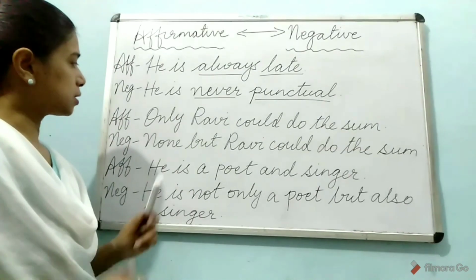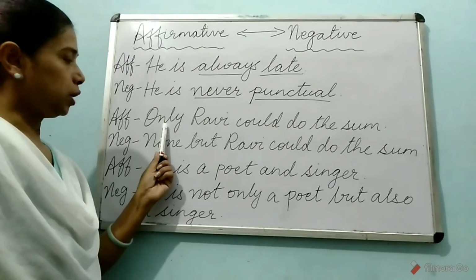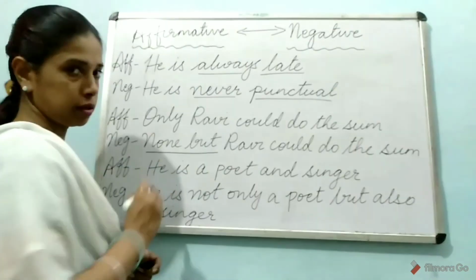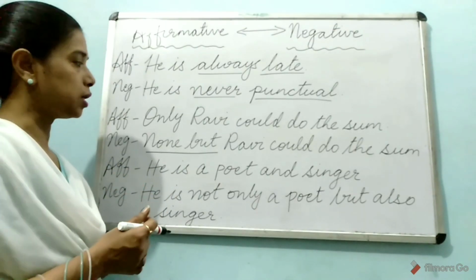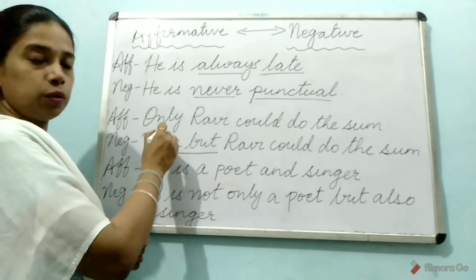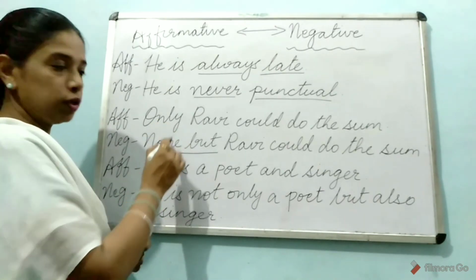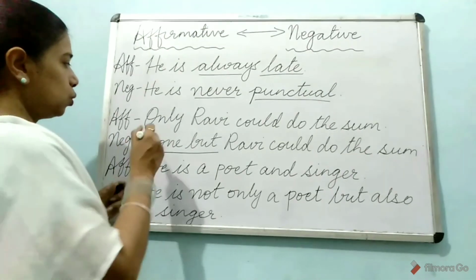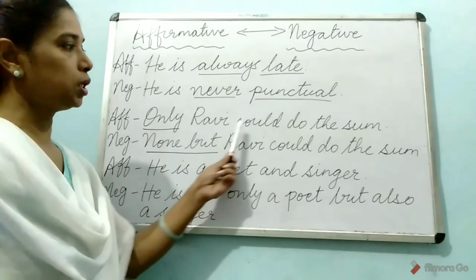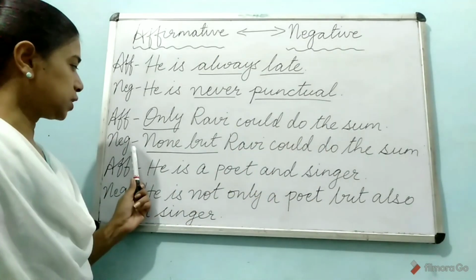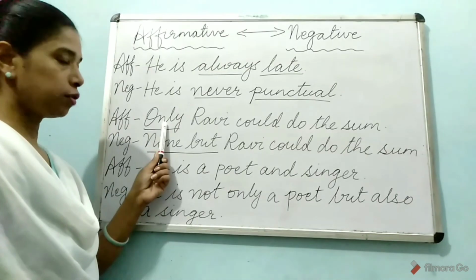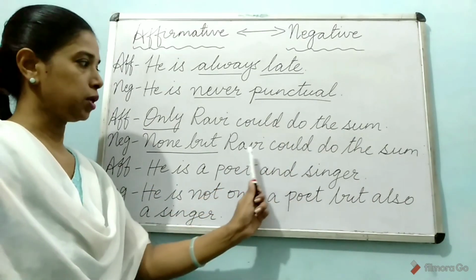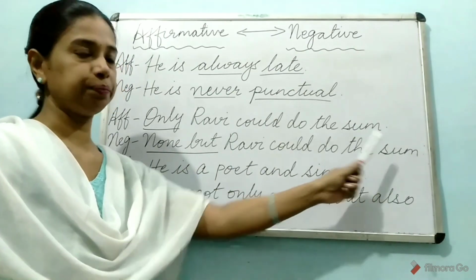Then in the next example, you will see "only," and instead of "only," we have used "none but." So this one change is there. If your sentence is beginning with "only," you just have to remove "only" and write "none but." So your affirmative sentence is, "Only Ravi could do the sum." Your negative sentence becomes, "None but Ravi could do the sum." Instead of "only," you just write "none but," and the rest of the sentence is the same.